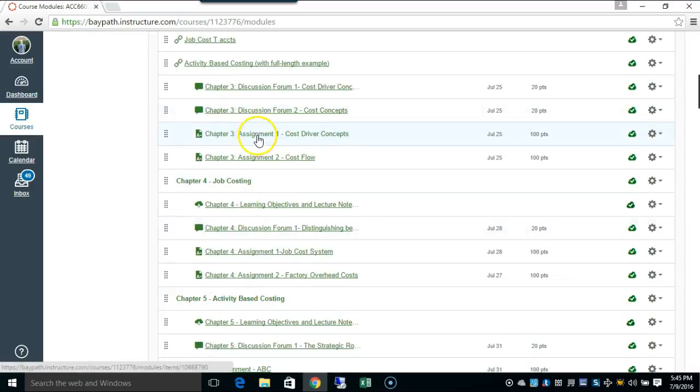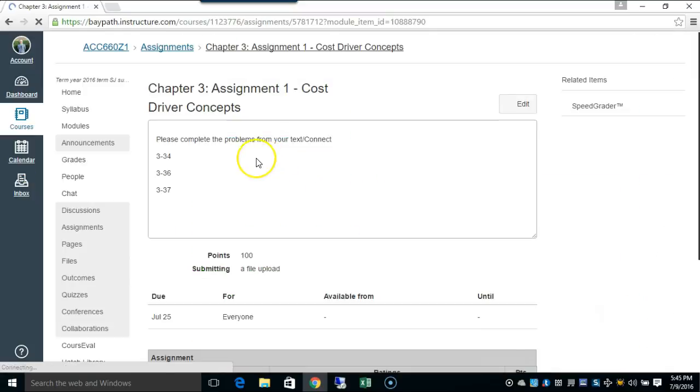Next, after each discussion, are your assignments. And the assignments are in your text: 334, 336, 337. We'll go over the text in a moment.